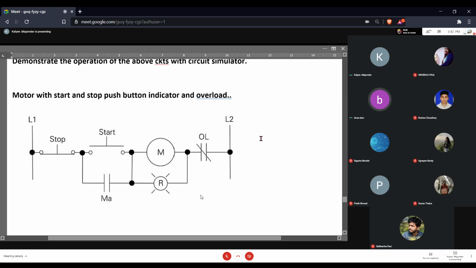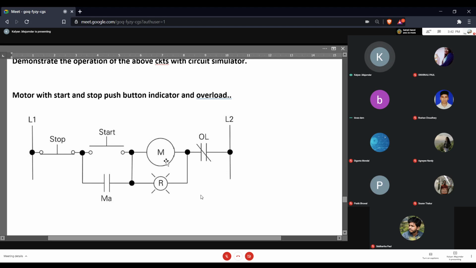MA-টা কি MA? MA-টা হলো এইটারই auxiliary contact. এইটারই contact, normally open contact, forget auxiliary, পরে যাচ্ছি. So when you press this particular start button, this circuit closes. So now power flows through the stop button. You have pressed the start button, so it's activated. So this circuit is also closed.